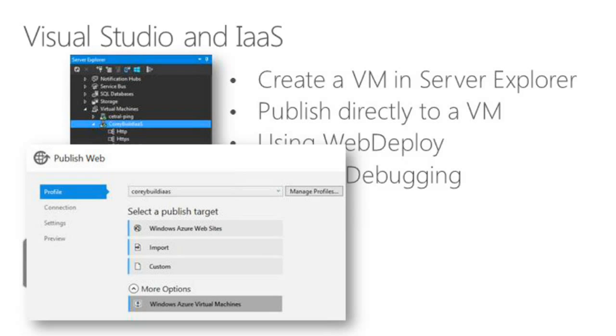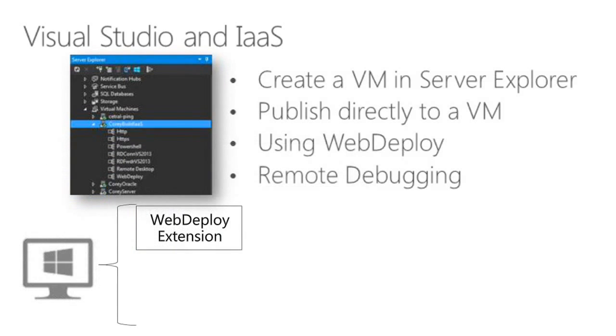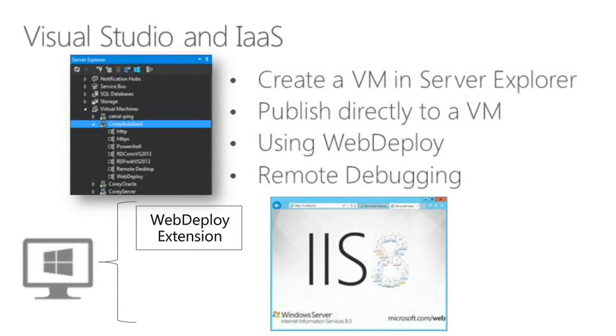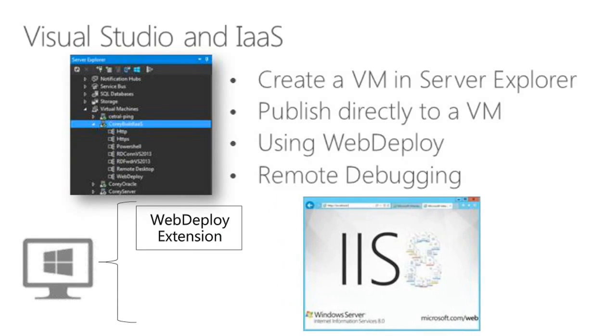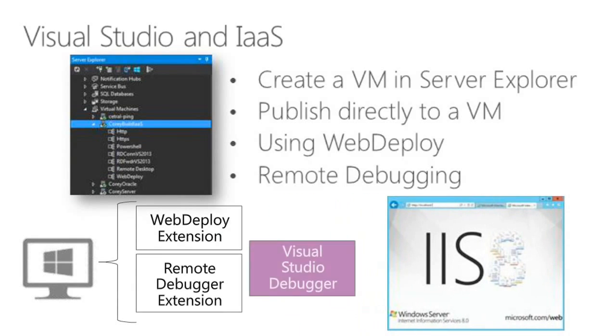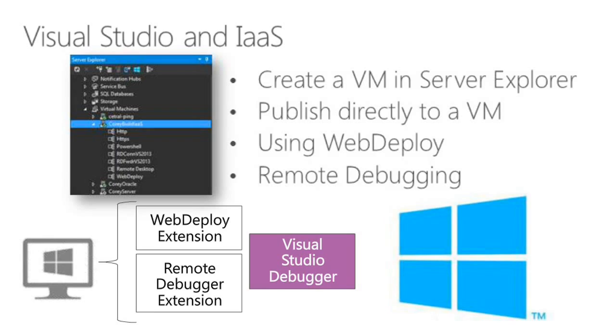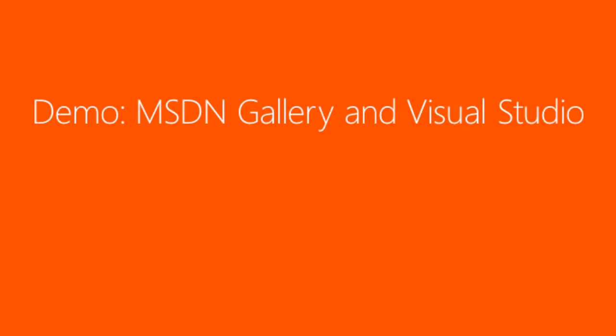And so with Web Deploy, you can launch directly onto IaaS. You can drop your remote debugger in and use the Visual Studio Remote Debugger and be able to manage that for IaaS or even just for anything Windows. And you can deploy and manage this all through Visual Studio. So let me quickly show you what that looks like.